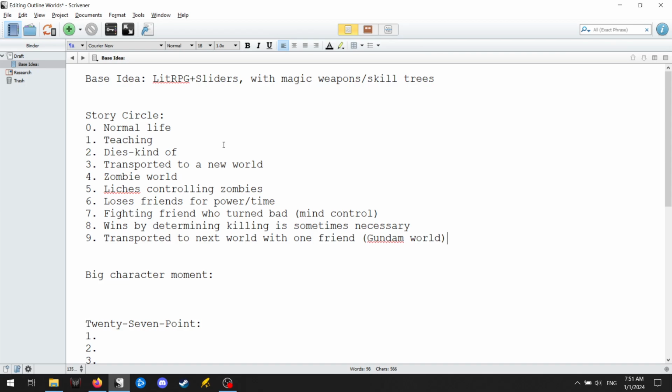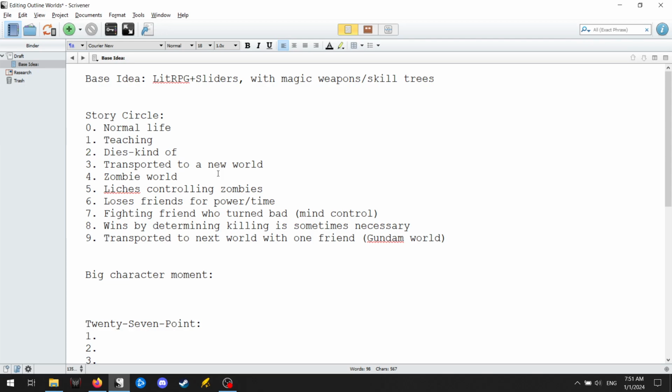And that's how I set it up. That's how the base of the story was: he has his normal life, he's teaching, dies kind of, and then he's transported to the next world. It's a zombie world, so he has to figure out everything in the zombie world. He's trying to figure out how to save this settlement, and one of the things he figures out is that there are liches in the world, and they're controlling the zombies. So he has to go and fight the liches.